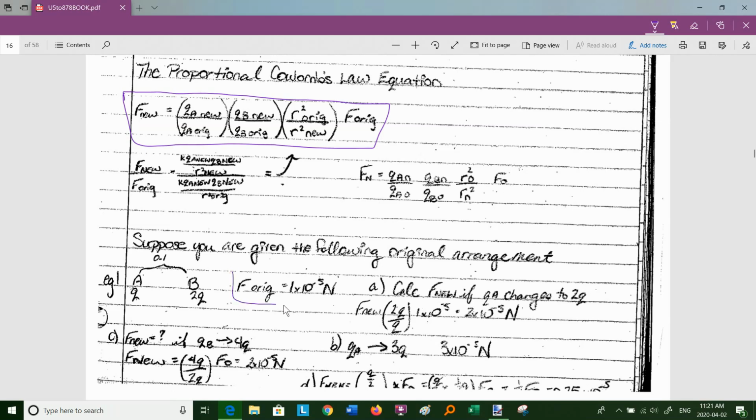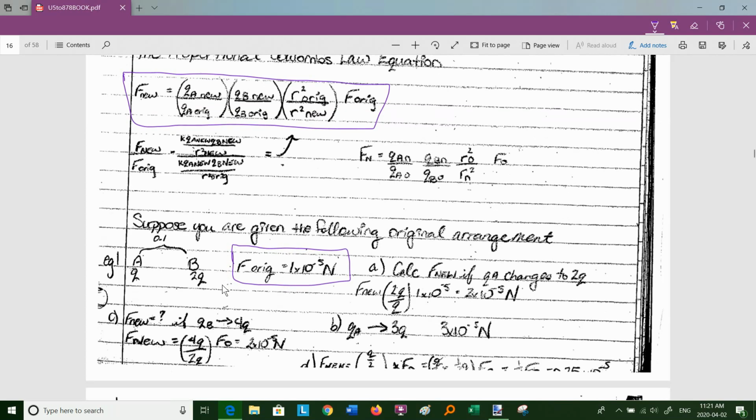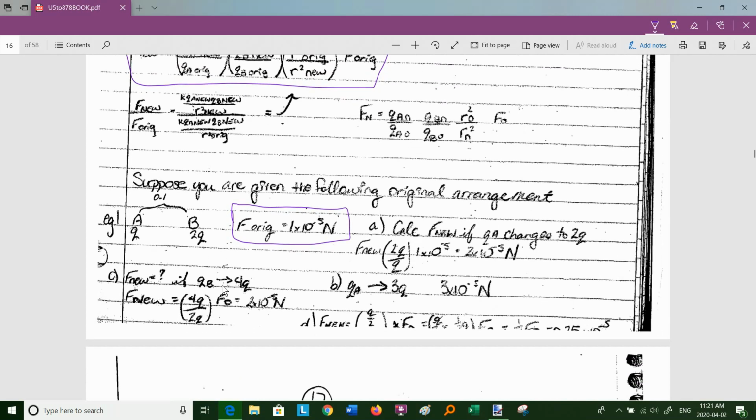Here's example 1. Suppose you're given that the original force is 1 by 10 to minus 5 newtons. So the question says, what happens if I change the charge on A, which was Q, to 2Q? So now it's 2Q over Q, so it's twice the charge. I double the charge on A, I double the force. So my new force is 1 by 10 to minus 5 times 2, or 2 by 10 to minus 5 newtons.